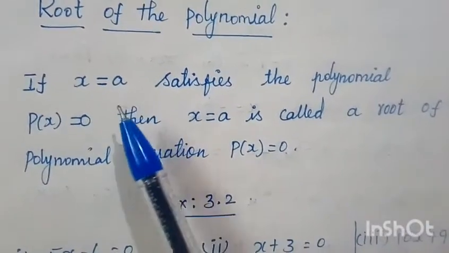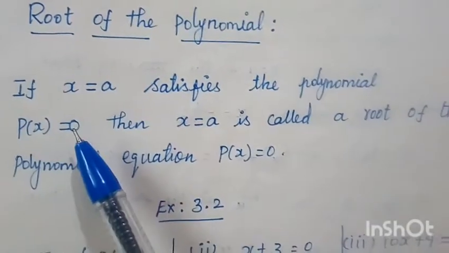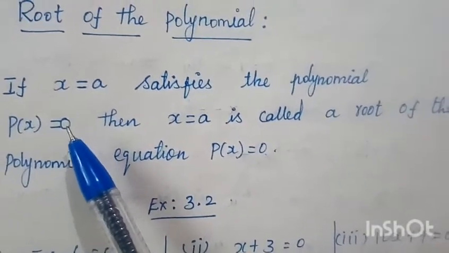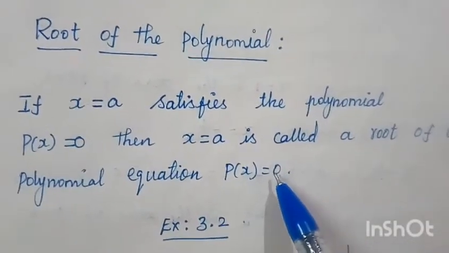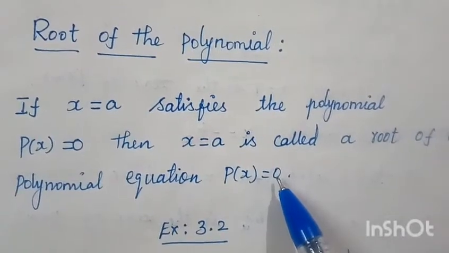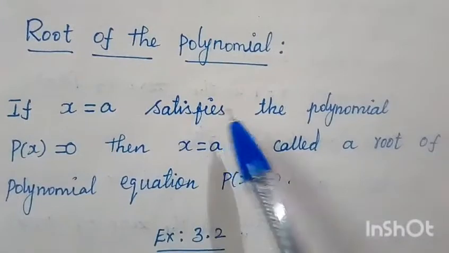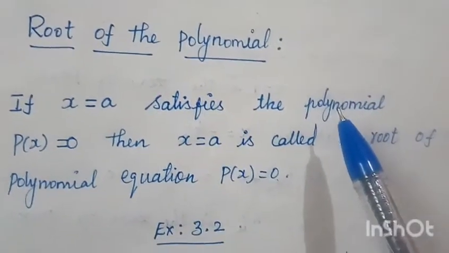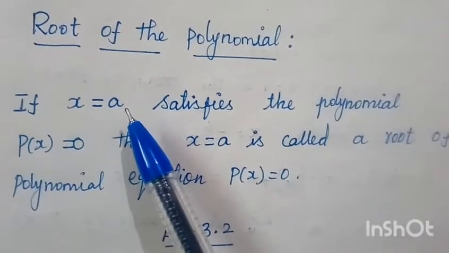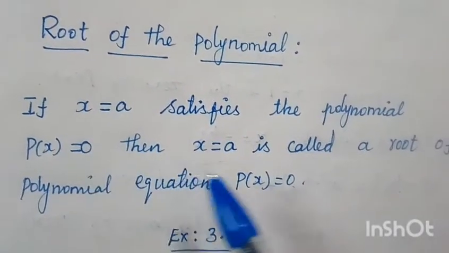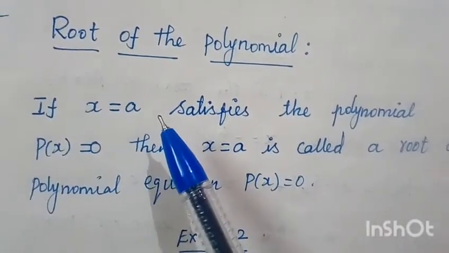That is, whatever x value satisfies the given polynomial p of x, that when substituting we get the answer 0, we say that is the root of the polynomial. That x value is called the root of the polynomial. Once again listen, if x equal to a satisfies the polynomial, that means you substitute the value of x in the given polynomial, you get the value 0, then that x value is called the root of the polynomial.